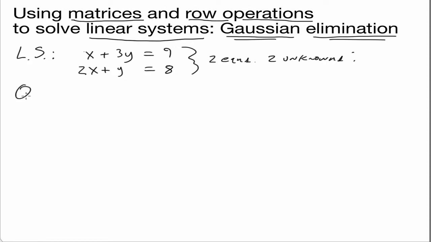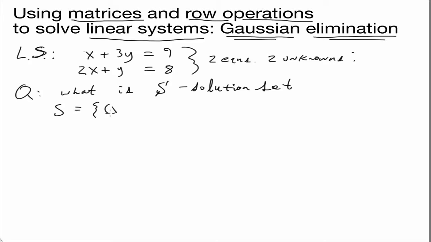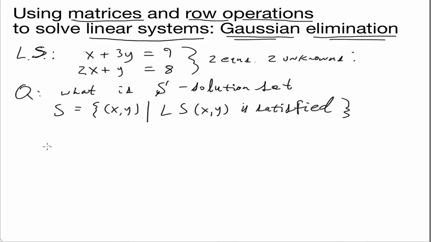And the question we always have is, what is S, the solution space? I'm going to call it the solution set. Okay. And this S, if I'm going to call this system LS, is going to be a set of pairs x comma y. That's the type of thing that we're looking for, a combination of x's and y's such that the LS of x and y is satisfied. Okay, so that's what we're looking for.